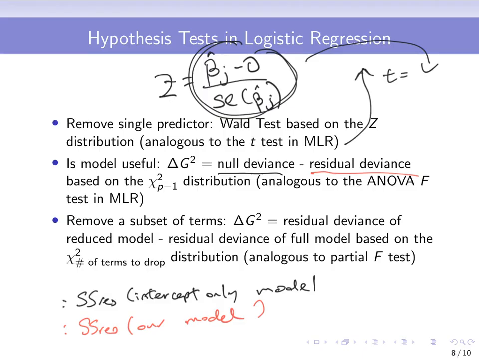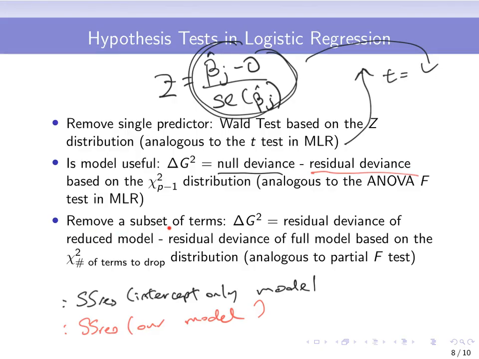intercept-only model. So you calculate this and you compare it with the chi-square distribution with p minus 1 degrees of freedom, because you're looking to drop p minus 1 terms, because we're keeping the intercept. And this is analogous to the ANOVA F-test in multiple linear regression.